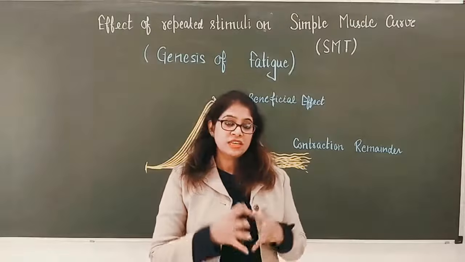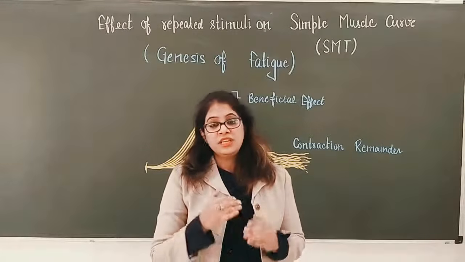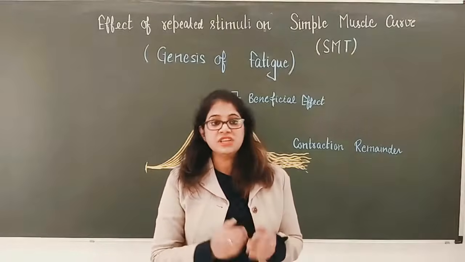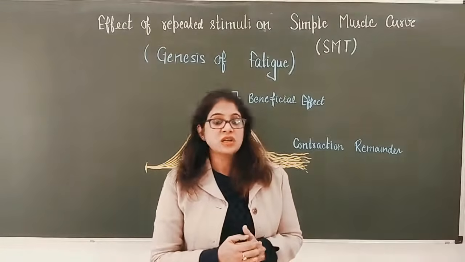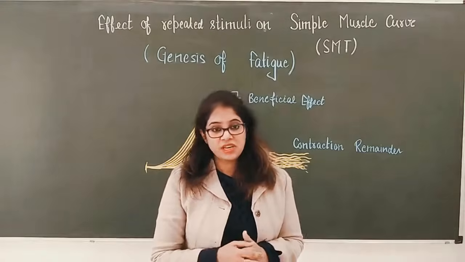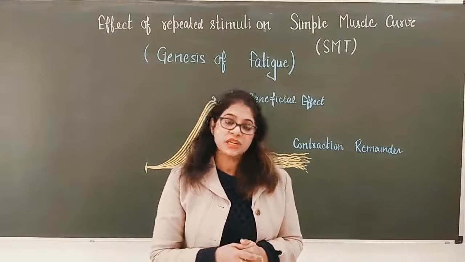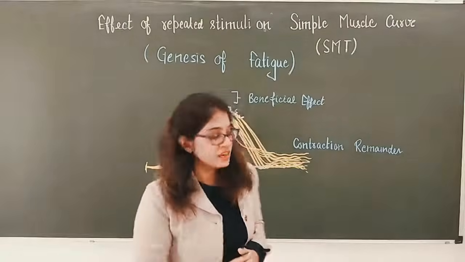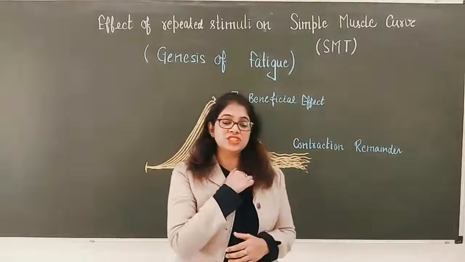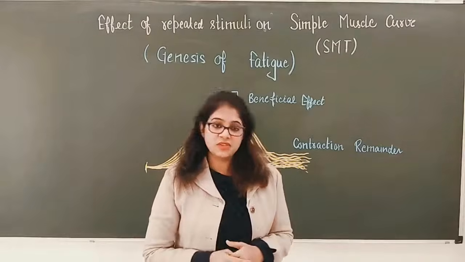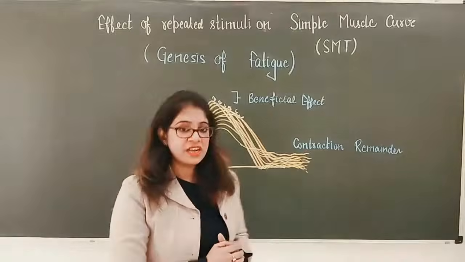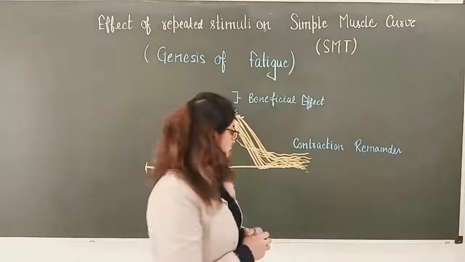Because we know that for relaxation we need ATPs. For detachment of the actin and myosin we need ATPs. Now because during fatigue there is decreased supply of ATPs, that will lead to incomplete relaxation of the muscle, that will lead to the contraction remainder or upward shifting of the baseline of the curves. So this is about fatigue, beneficial effect and contraction remainder.